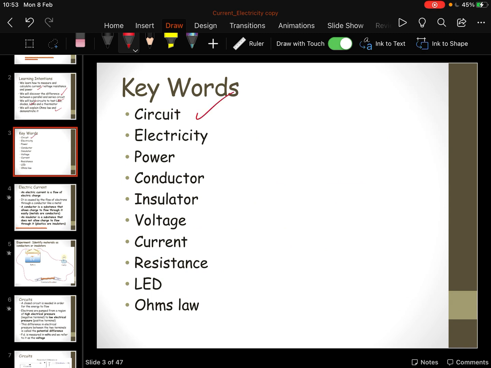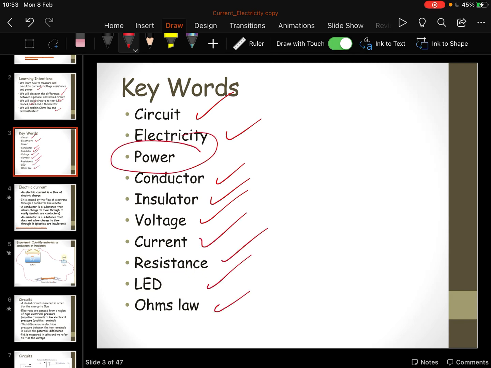So let's look at the keywords. What is a circuit? What is electricity? What is a conductor? What is an insulator? What is voltage? What is current? What is resistance? What is an LED? What is Ohm's Law? So the only thing that's left in the next video is power. So we've nearly everything done. The learning intention is done, and we've most of the keywords.